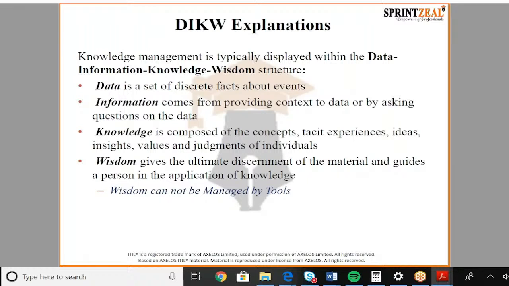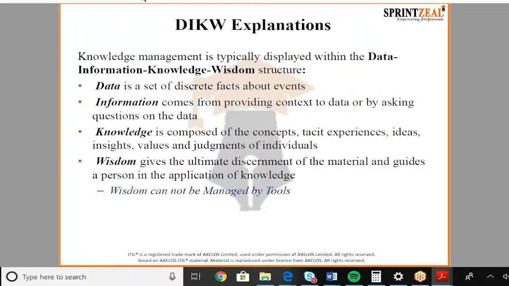Wisdom is the highest level, which gives us the ultimate discernment of the material and guides a person in the application of knowledge. So wisdom says, well, you know what? This keeps happening, or this is happening. This is due to our lack of upgrading our system, et cetera, et cetera, et cetera.